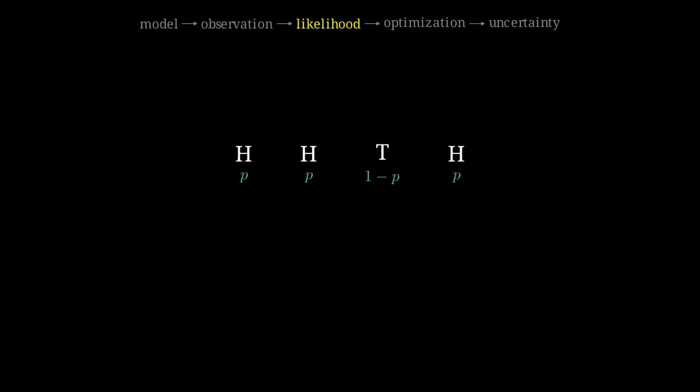Each flip contributes 1 factor. A head contributes the probability of heads. A tail contributes 1 minus that probability. 3 head factors and 1 tail factor multiply into the probability of the fixed sequence. As the dial moves, that product traces the likelihood.